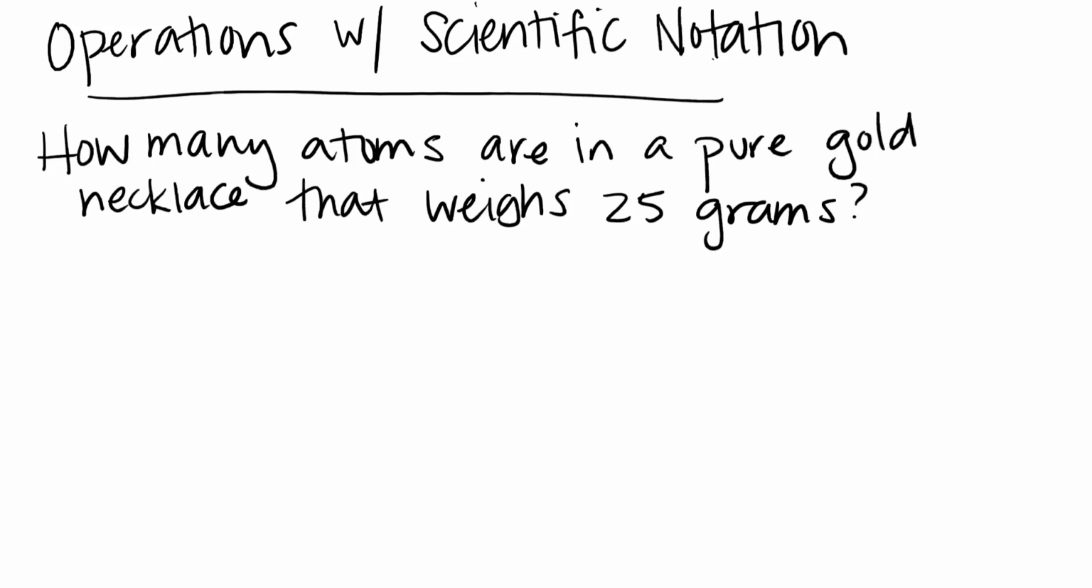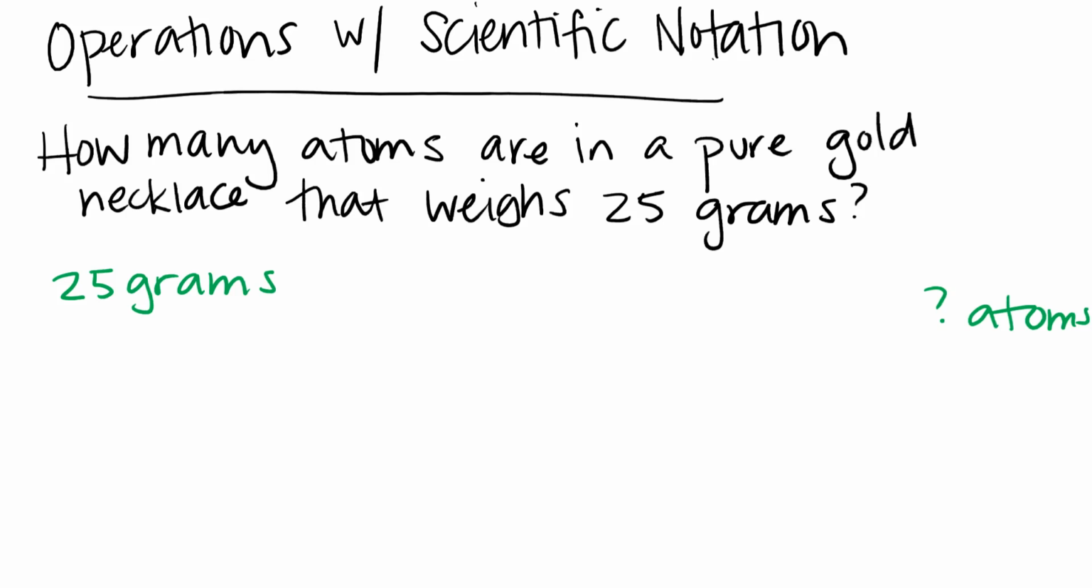So this is a standard unit conversion or stoichiometry problem you'd see in a chemistry class. We know something. We know that we have 25 grams of gold, right? And we want to know how many atoms we have. So we have some conversions to do. We've got to get all the way from grams to atoms.